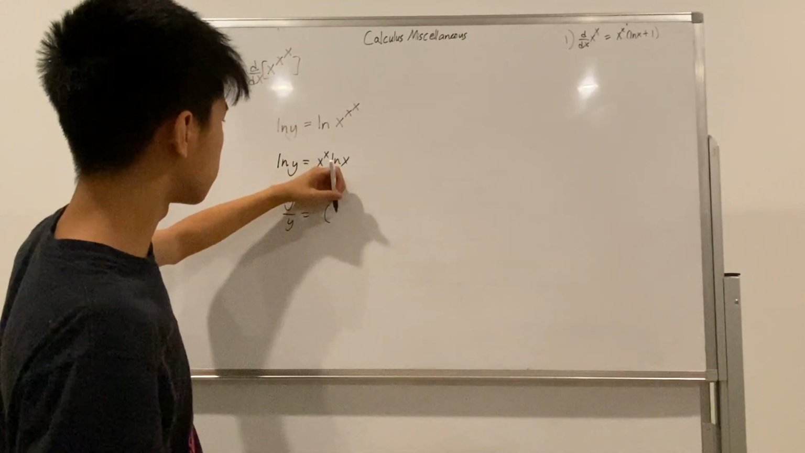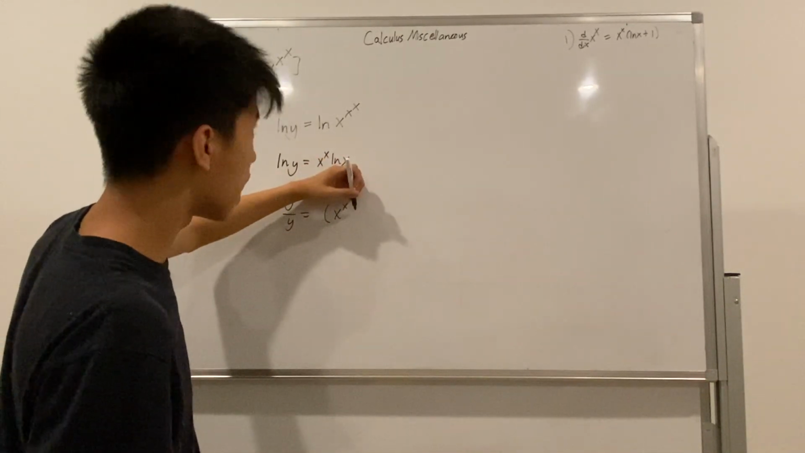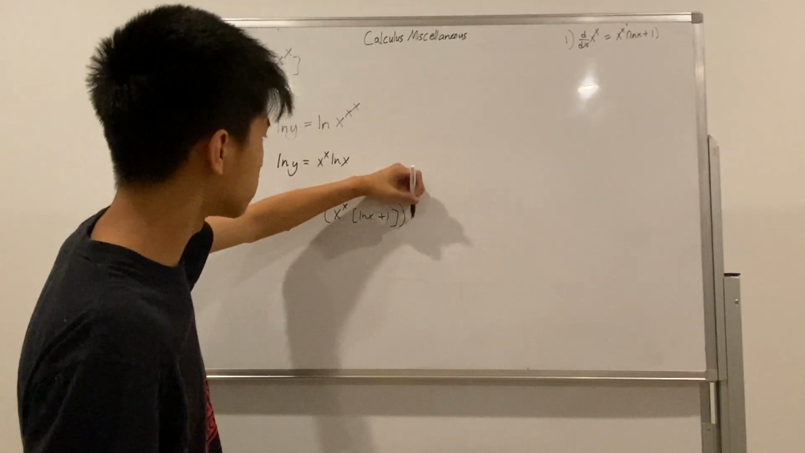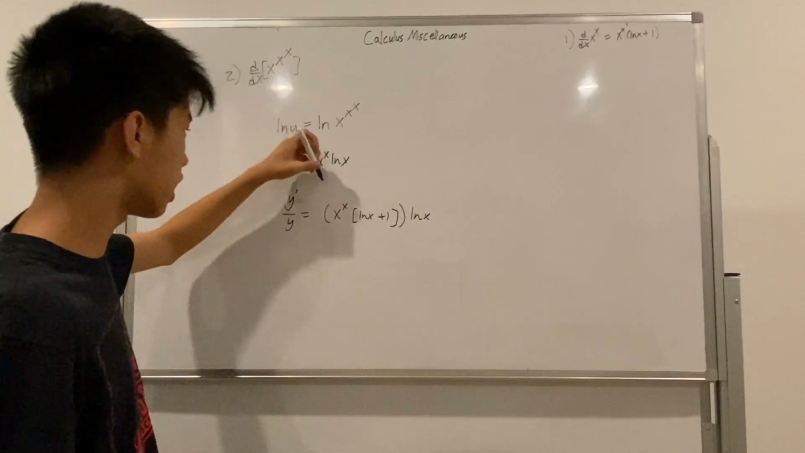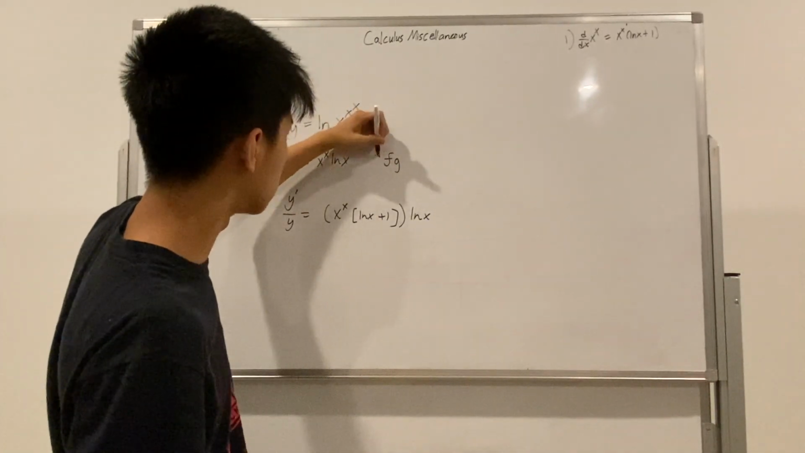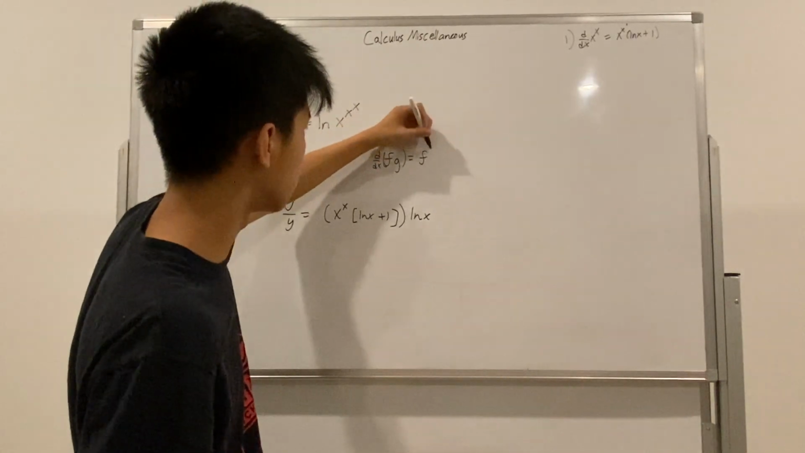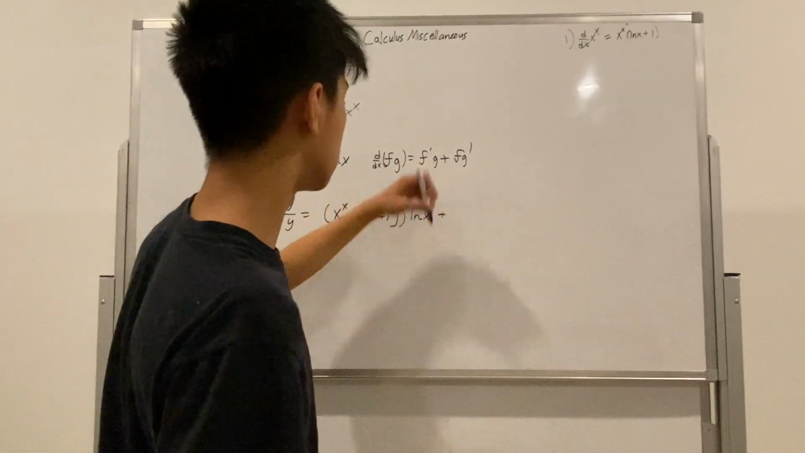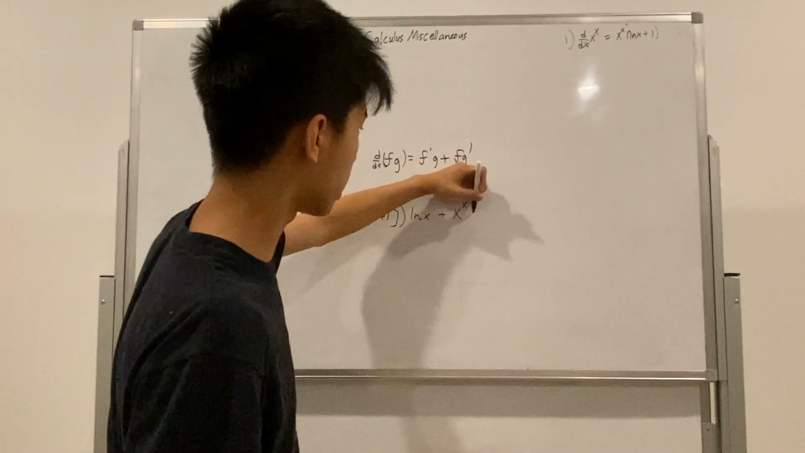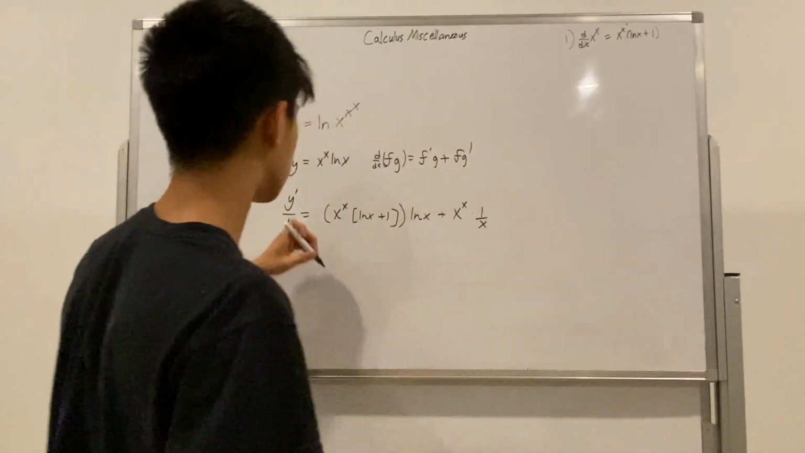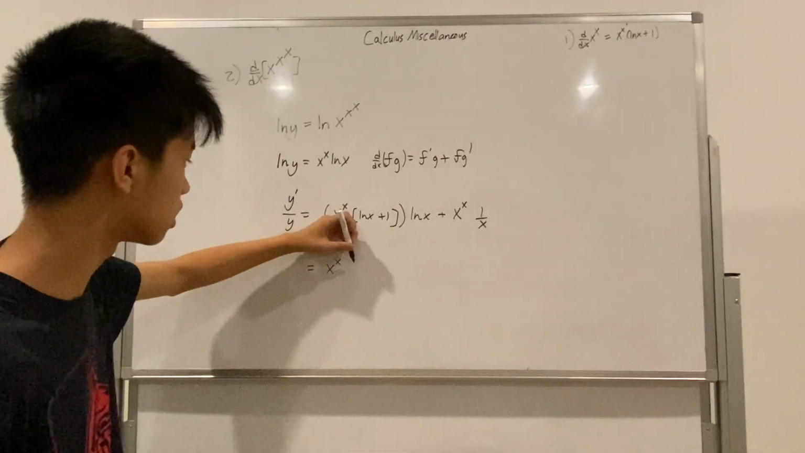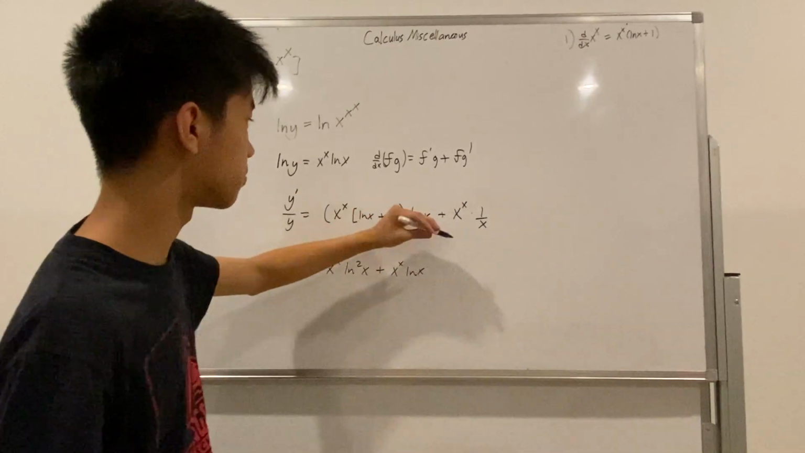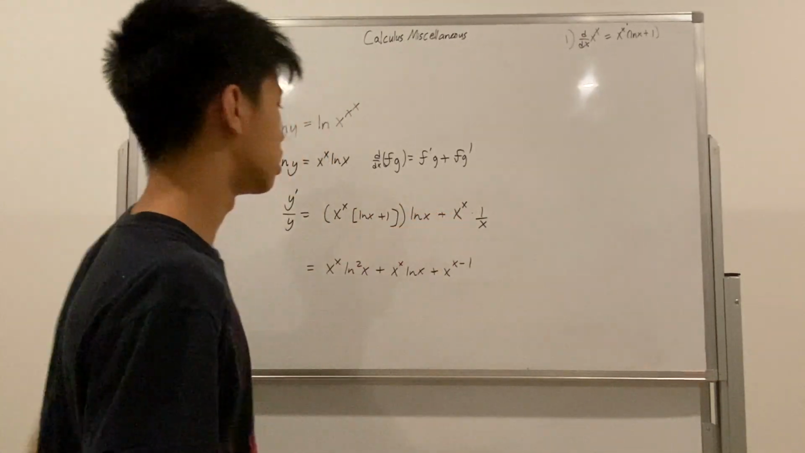So we'll have x to the x power times (ln x plus 1) times ln x, because we differentiate f g, whose derivative is equal to f prime g plus f g prime. So now we find f g prime. That's x to the x times 1 over x. So then this derivative is equal to x to the x times ln squared x plus x to the x ln x plus x to the x minus 1 power.